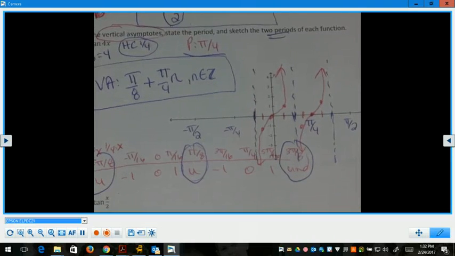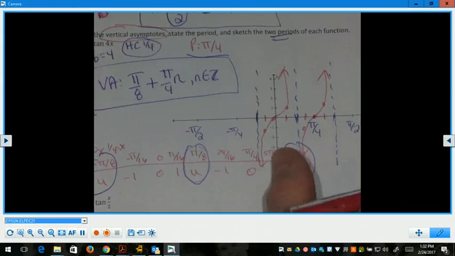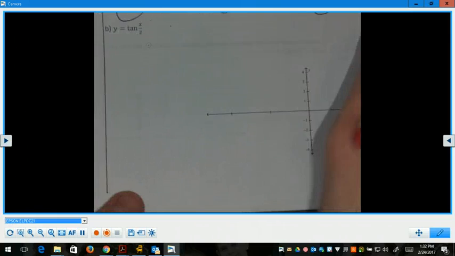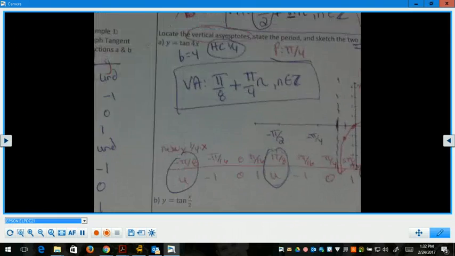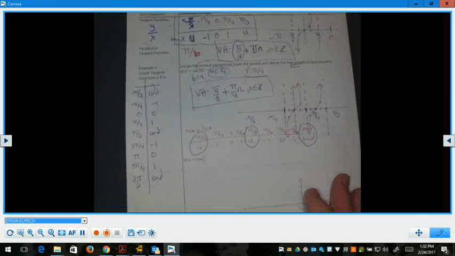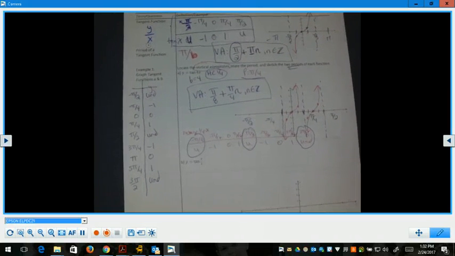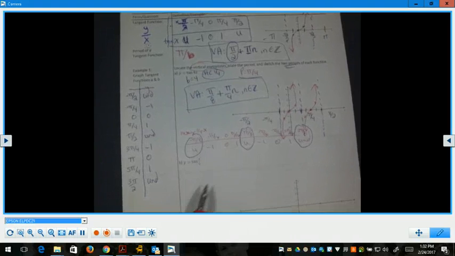All right, letter B. Any questions on the first one? Letter B, finding the tangent of x over 2. Well, we're going to start with the same parent function, so I'm going to zoom out so I can actually do that on this table. If you want, you can recopy the table. This is just one operation, so I'm not going to worry about that.